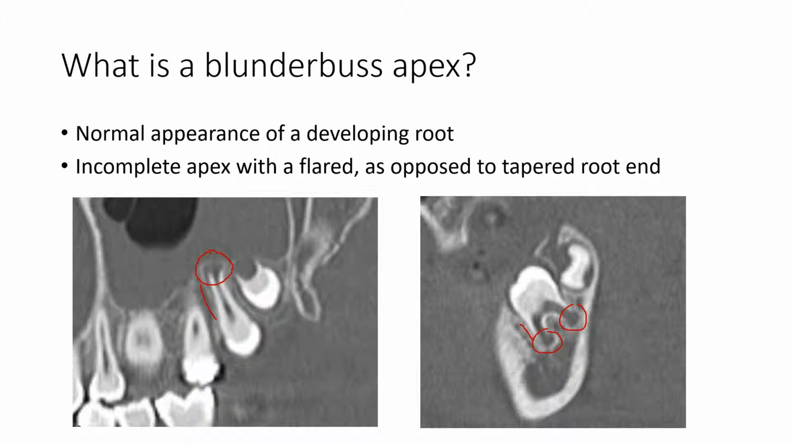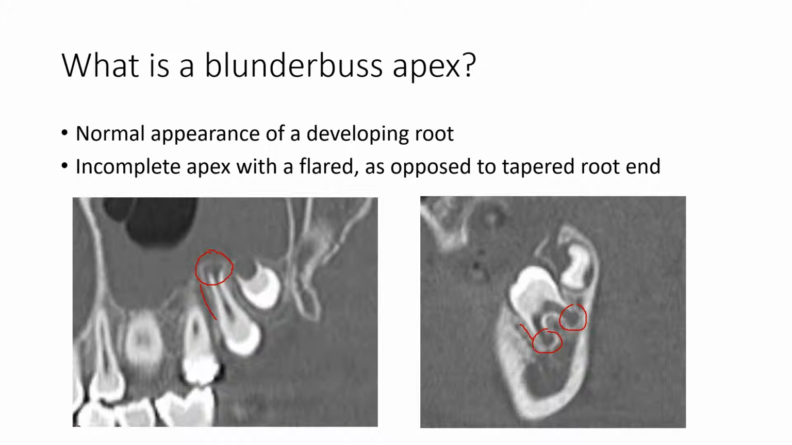So if this is a 6-year molar, you would expect the roots to still be developing even after 6 years of age. So if the tooth erupts into the oral cavity at about 6 years of age, the roots may continue to develop and close their apices 1 to 2 years after that.